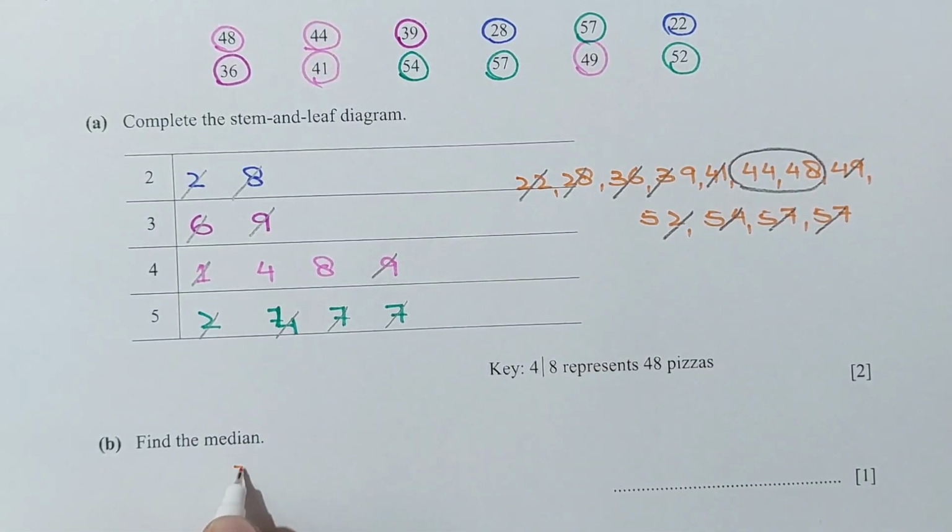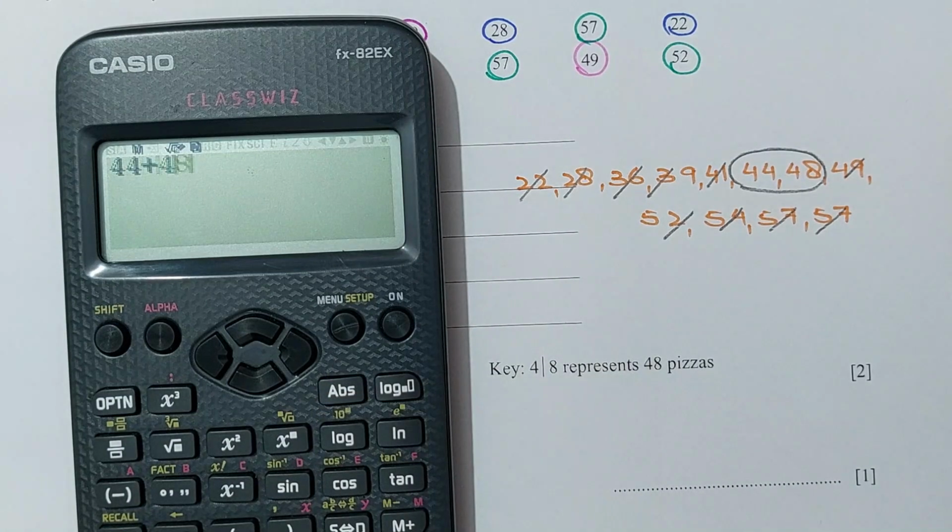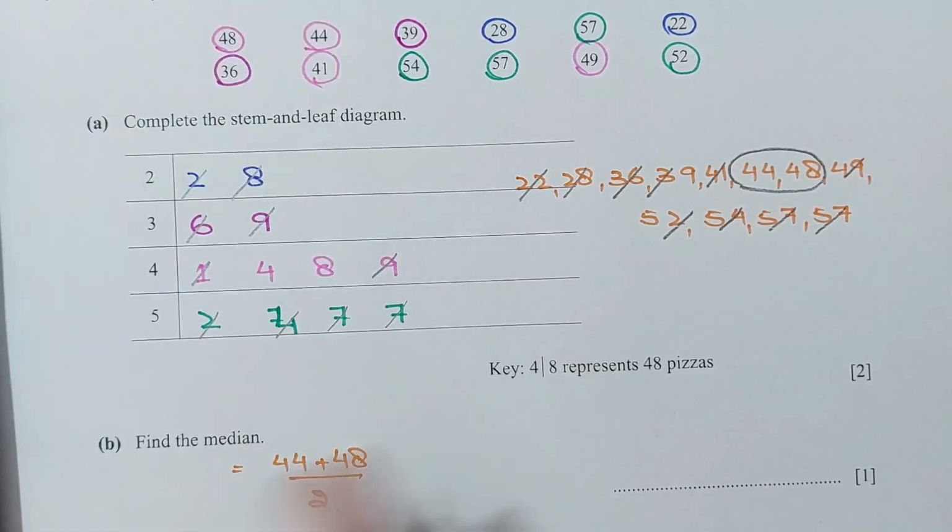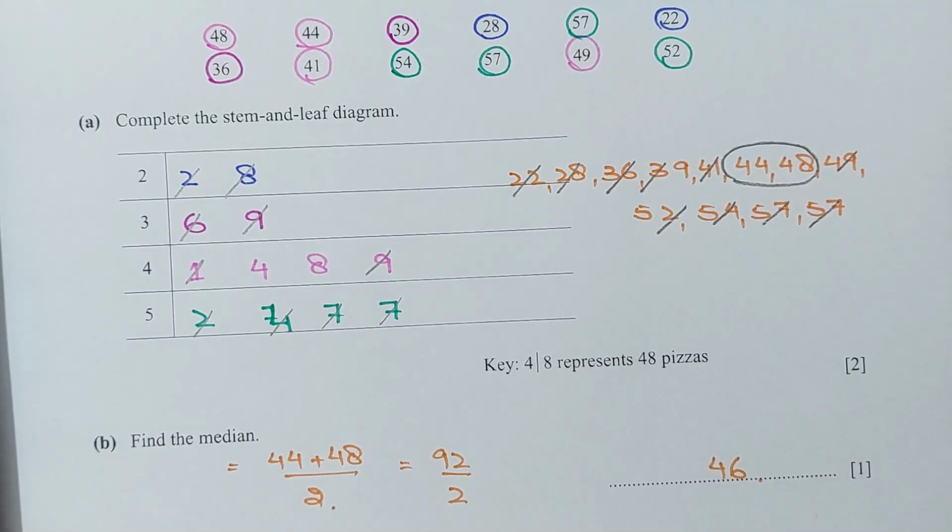So we can find out its average. Add up the two middle values and divide it by 2. So 44 plus 48 divided by 2, which is 46. 46 is the median of this data.